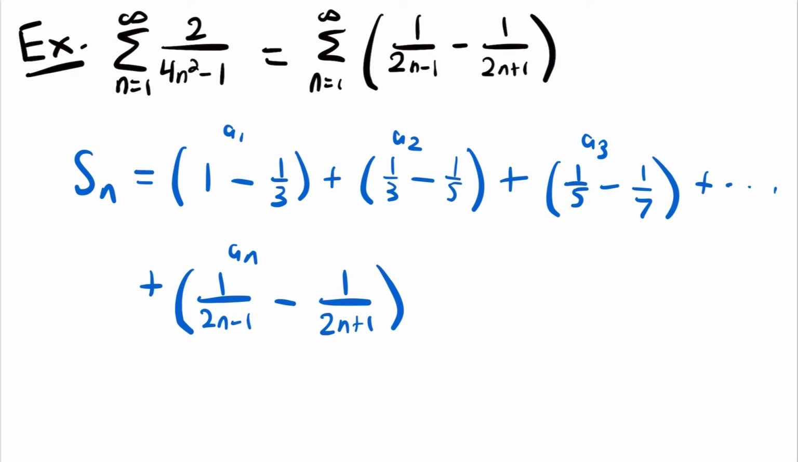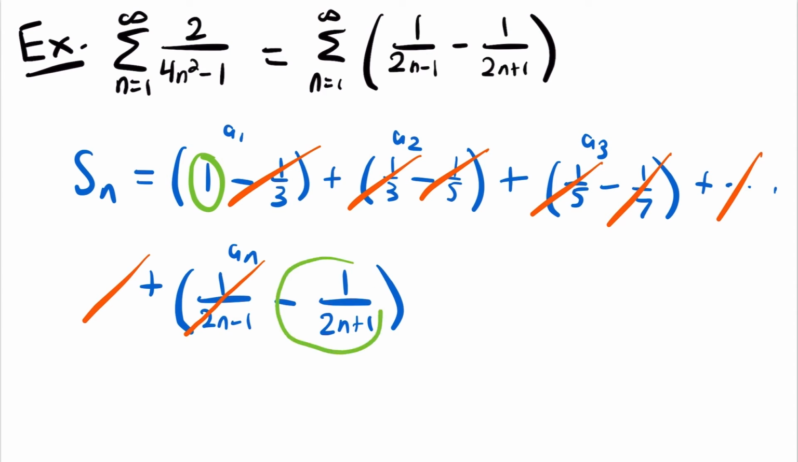And so we know that since negative 1/3 and positive 1/3 will cancel out, negative 1/5 and positive 1/5 cancel out, negative 1/7 will cancel out with the next term, and then the first part of this term will cancel out with a term before it, and we're just going to be left with positive 1 and negative 1 divided by 2n plus 1. That is going to be our nth partial sum. So we will have s sub n is equal to 1 minus 1 divided by 2n plus 1. That is the nth partial sum of this telescoping series.